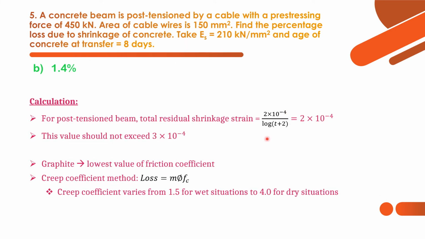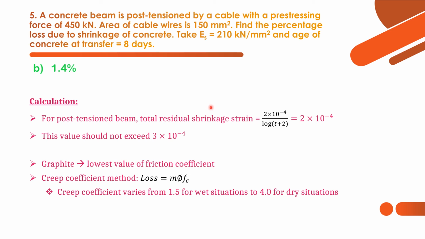So this is the formula for a post-tensioned beam. Total residual shrinkage strain is given by 2 into 10 power minus 4 divided by log of (T plus 2). Here T is the age of concrete at transfer. Here they have given it as 8 days. So log of (8 plus 2) is log 10. Log 10 is 1. So that's why shrinkage strain is nothing but 2 into 10 power minus 4.